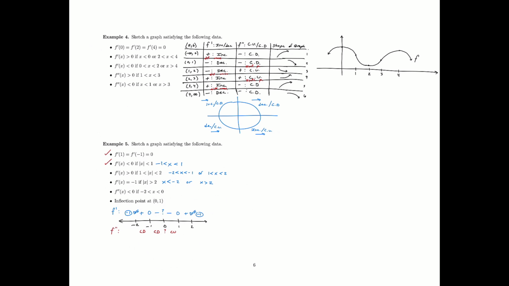So concave down would be something like this. Concave up, something like that. So here, it's a vertical tangent, so that derivative does not exist. So we can go ahead and replace this question mark with a D and E. Okay.